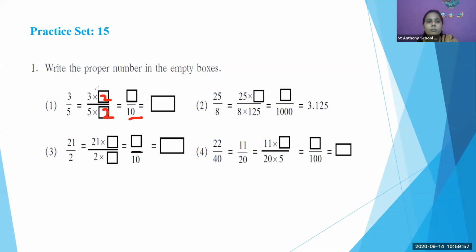Okay. Now if 5 gets multiplied with 2, because 5 2s are 10, here we have to fill the boxes, no? So 5 gets multiplied with which number so that our answer will be 10? 5 gets multiplied with 2 so that our answer will be 10, right? So 5 2s are 10 and 3 2s are what? 6. Now 6 upon 10, 0 is there.